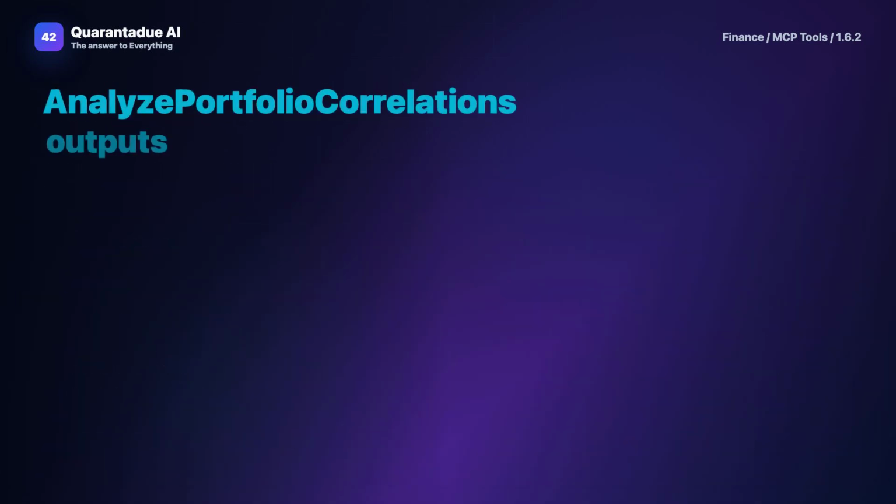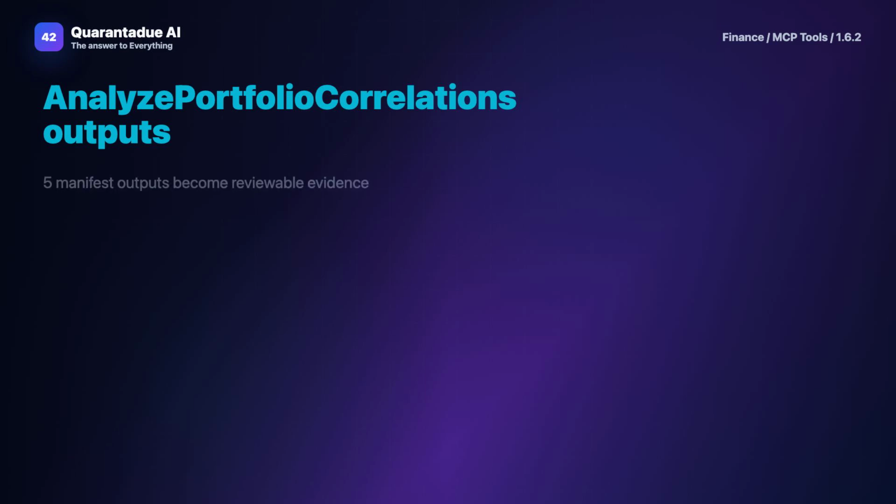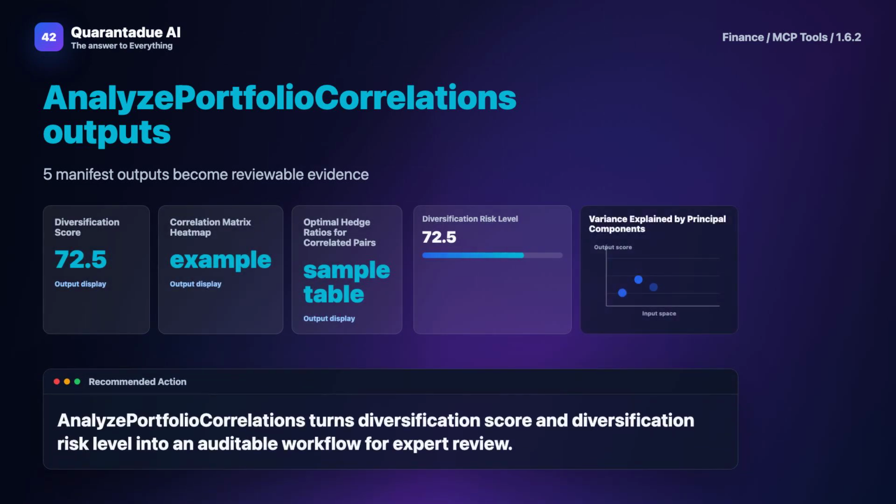And calculate optimal hedge ratios for asset pairs where the absolute correlation exceeds the minimum threshold, using beta coefficients derived from the correlation matrix. This keeps the process deterministic, reviewable, and aligned with how finance teams actually make decisions.